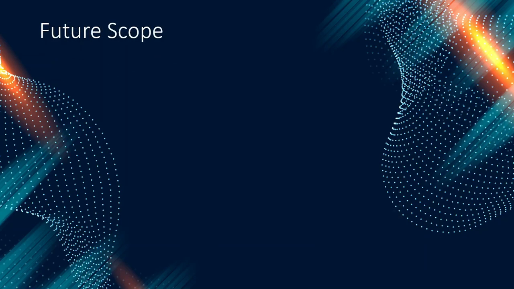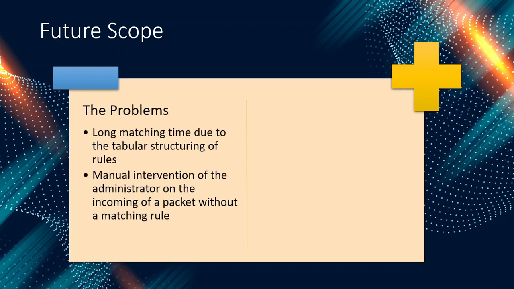Future scope. IP filtering has been in use for a very long time, and no doubt we will keep using it. Apart from the pitfalls stated in the previous slide, IP filtering is facing two more problems. They are long matching time. As rules are tabular, a filtering system has to go over the rules one by one to match the rule and then decide what to do with the packet. Another one is what happens when the filtering system does not find a matching rule. The network administrator has to manually intervene and solve the problem.